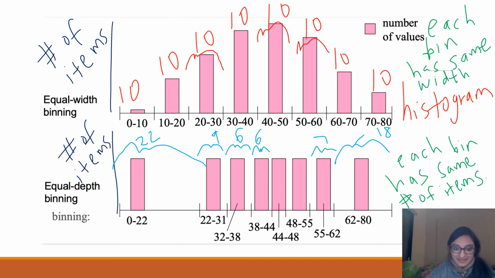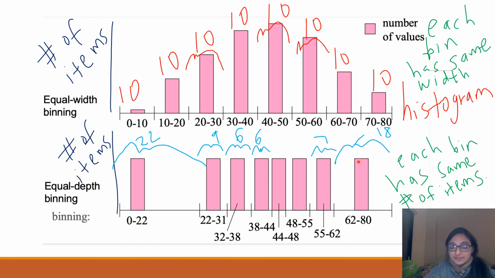That's what it is: for equal depth binning, what we're concerned about is that each bin has the same number of items. We don't care about the width of the interval. It could be 22 or 9 or 6 or 6 or 7, for instance, or 18. It could be really long, really wide, really chunky, or it can be small. We just want bins with the same number of items inside them. We're really caring about this height.